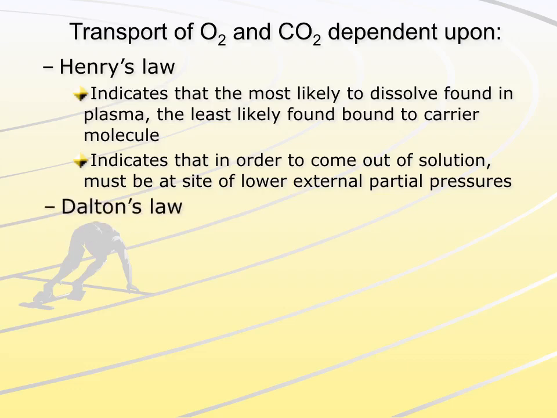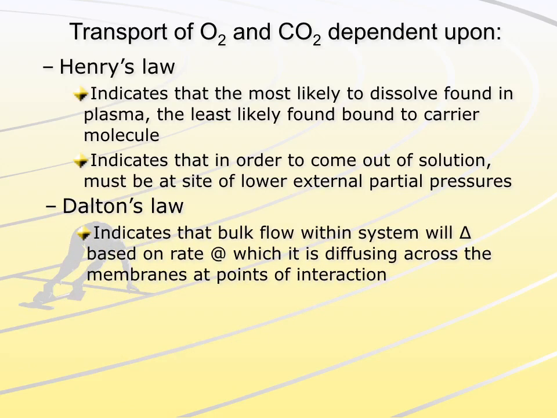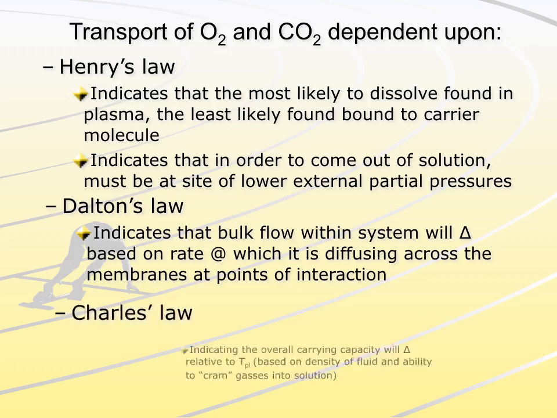Dalton's law is going to indicate that we have bulk flow within the system that's based off of the change in rate of diffusion at interaction points, which means that even though we're moving in bulk flow, individual gases will move in individual directions at distinct locations. This is where we'll have oxygen moving out of capillary beds into tissues and carbon dioxide moving from tissues into capillary beds. The movement is going to be based off of, can I get in or out of solution, which is dictated by Henry's law.